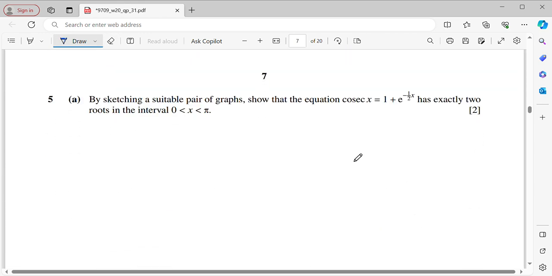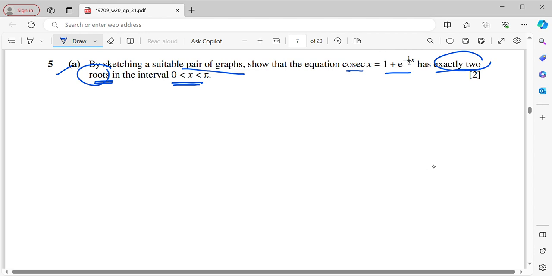Okay, so next question, 5A. By sketching a suitable pair of graphs, show that the equation cosec x equals 1 plus exponential negative half x has exactly two roots in the interval x from 0 to pi. When you want to show how many roots the equation has, that is the same as how many intersection points. So now you have to show that there are exactly two intersection points.